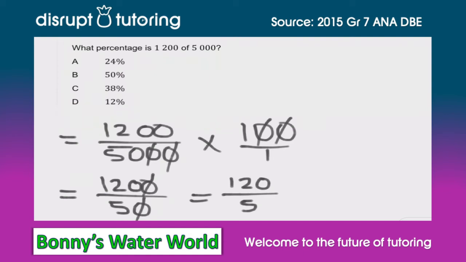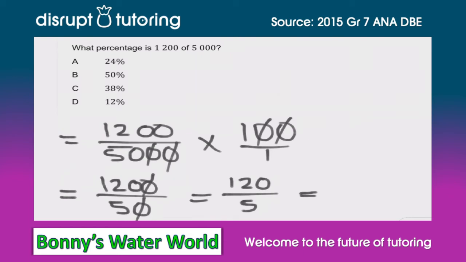So 120 over 5. Now, a lot of you are going to pull out a calculator and try and calculate this quickly and easily. And I don't blame you for that. But in your tests and exams, you're not going to be able to bring a calculator in with you. So you've got to know how to do this without one.